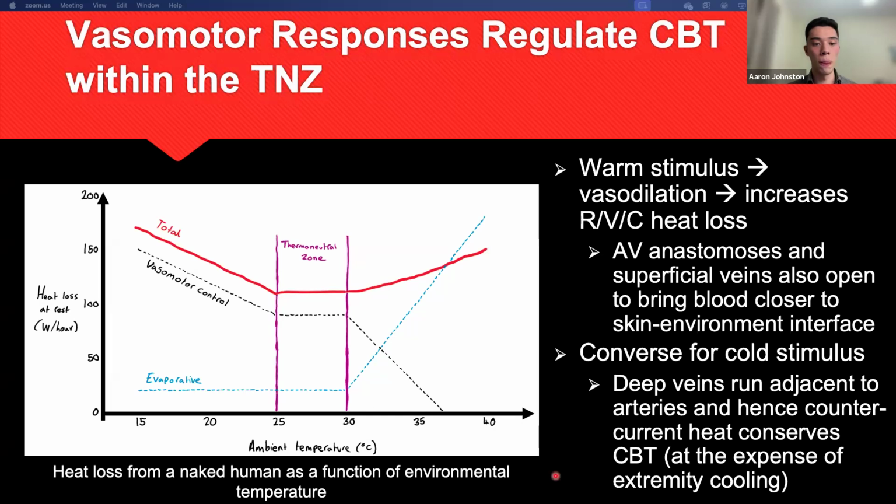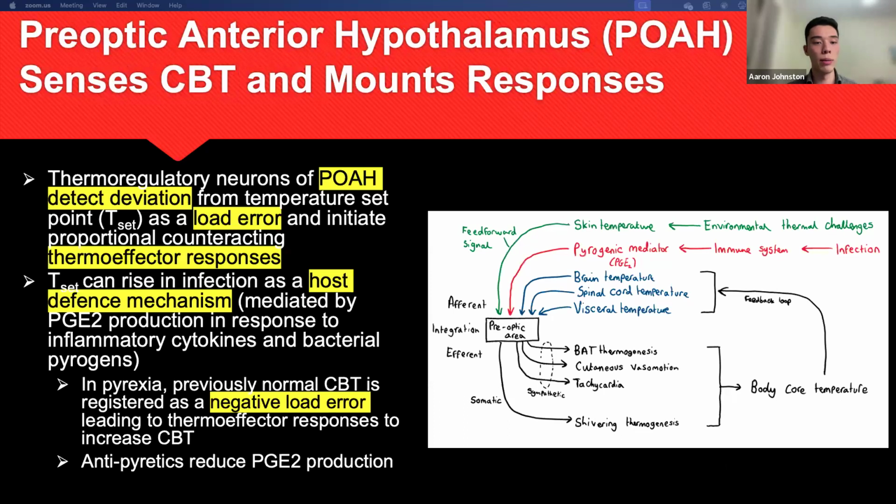vasoconstriction or vasodilation. So when there's a warm stimulus, when we're in our thermoneutral zone, so it gets slightly warmer, we can just vasodilate. This increases heat loss via our shell. Conversely, when there's a cold stimulus, we can vasoconstrict. And the deep veins in our shell run adjacent to our arteries, so there's also a countercurrent heat transfer system. Heat from the arteries is transferred to the returning blood in the veins so that less is lost in the periphery. And obviously this is at the expense of our extremities getting cold. So that explains why things like our fingertips are particularly vulnerable in cold temperatures.